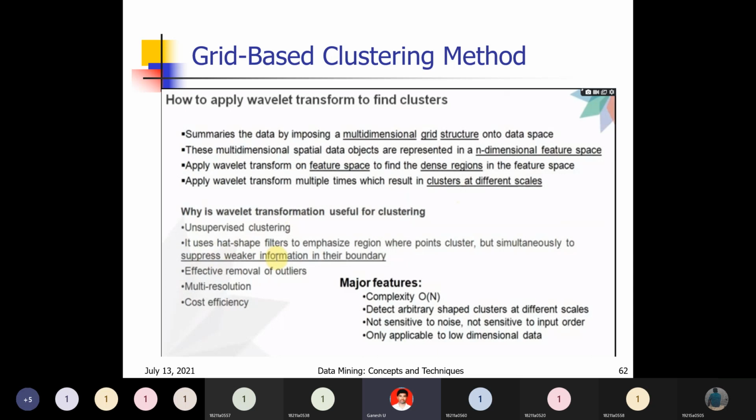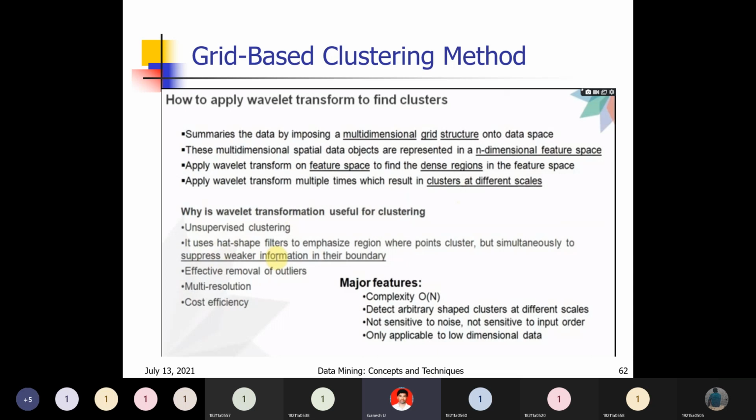These multi-dimensional spatial data objects are represented in an n-dimensional feature space. Here n is 20; up to 20 is good. That structure, that data, you are representing in an n-dimensional feature space. The maximum is a 20-dimensional feature space that you can represent.